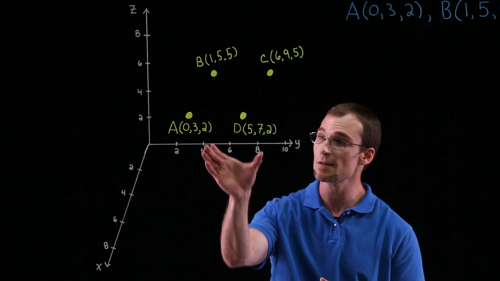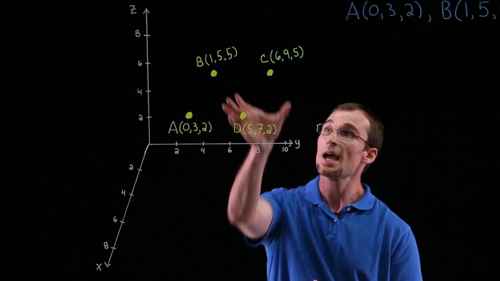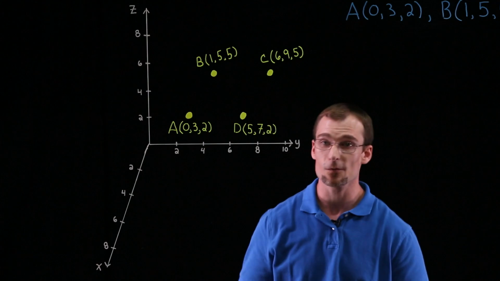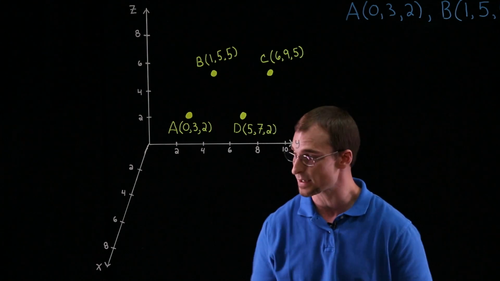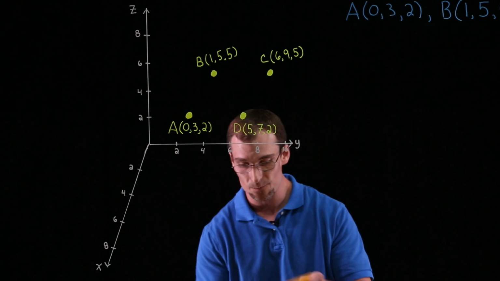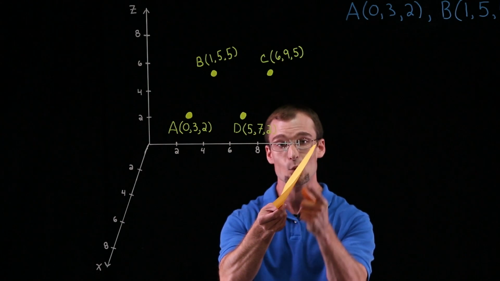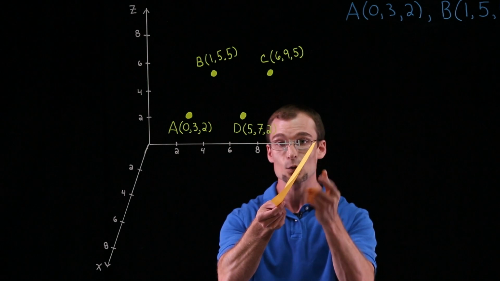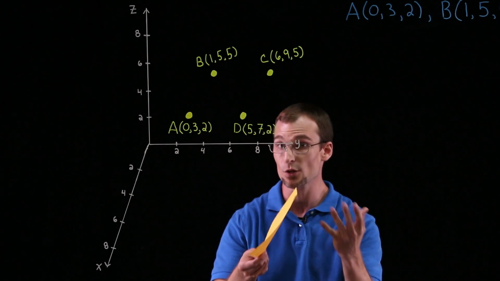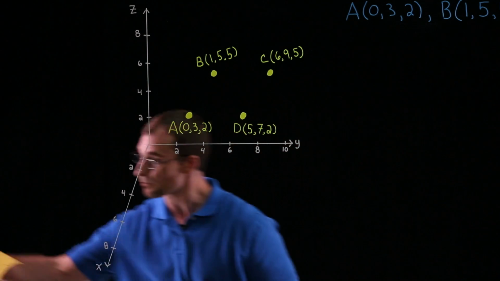So if we take a look at the z values of points A and D, we see that they're both 2, and the z values of B and C are both 5. So they both have the same height in the z direction. So thinking in terms of a plane, we have our points A and D with the same height, and our points B and C with the same height. So in fact, they can lie in the same plane. So they could make a parallelogram.